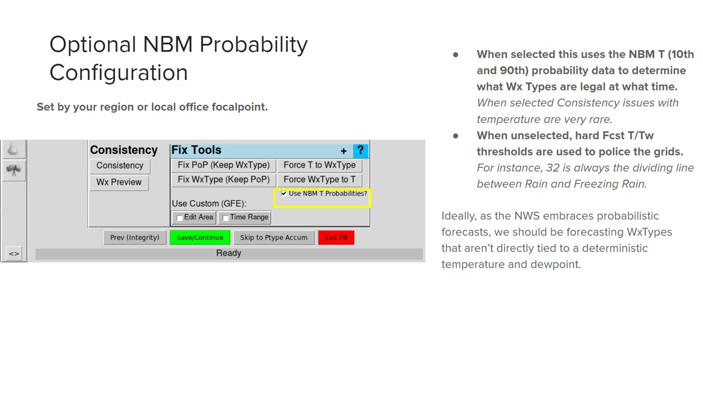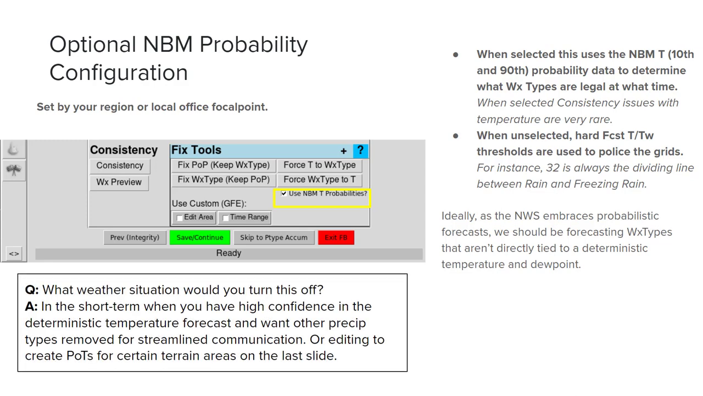Ideally, as the NWS embraces probabilistic forecasts, we should be forecasting weather types that aren't directly tied to a deterministic temperature and dew point. So if you have this option enabled at your site, when would you turn this checkbox off? In the short term, when you have high confidence in the deterministic temperature forecast and you want other precipitation types removed for streamlined communication, or when we're editing to create weather type grids for certain terrain areas like on the last slide. In those situations, you would not want the probabilistic temperature envelope from the NBM to do the consistency checking. You would want your forecast temperature grids or the deterministic temperature forecast to do that.